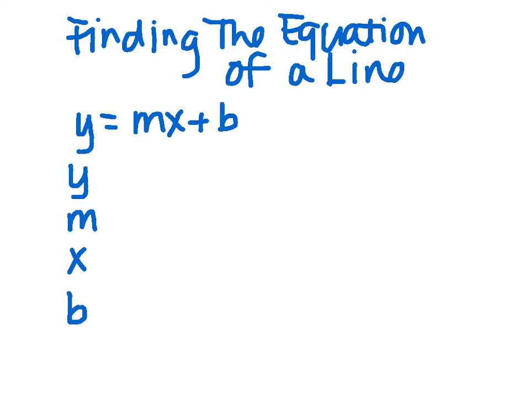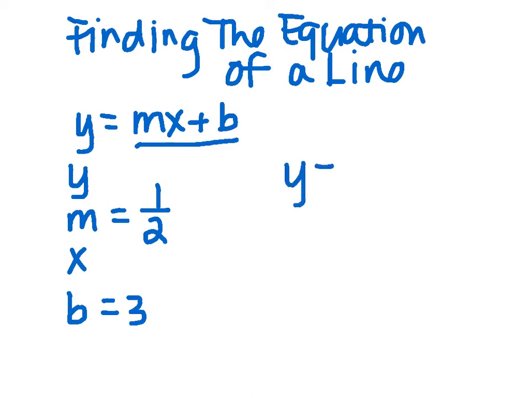If I know that m is equal to 1/2 and b is equal to 3, since I know my y equals mx plus b form of the equation, the slope-intercept form, I know right away without doing any other work that y is equal to 1/2 x plus 3. M being the slope, b being the y-intercept. When I'm given those, that's all of the work that I need to do. Of course, it gets a little more complicated from there.